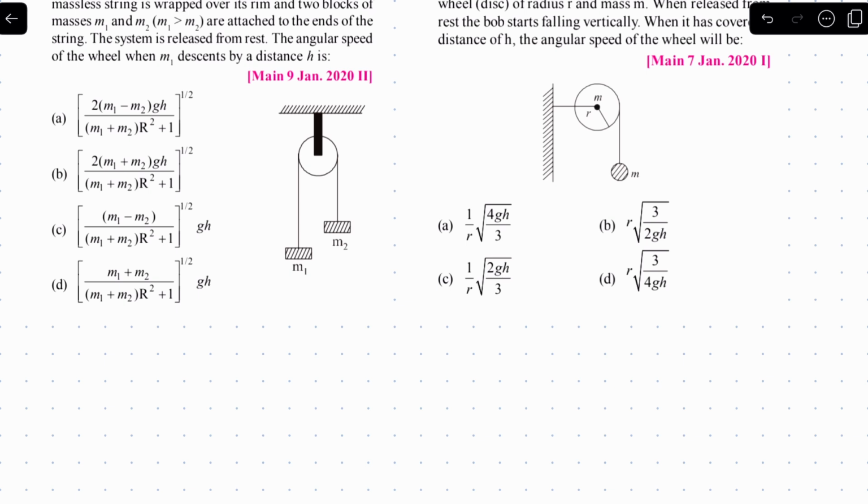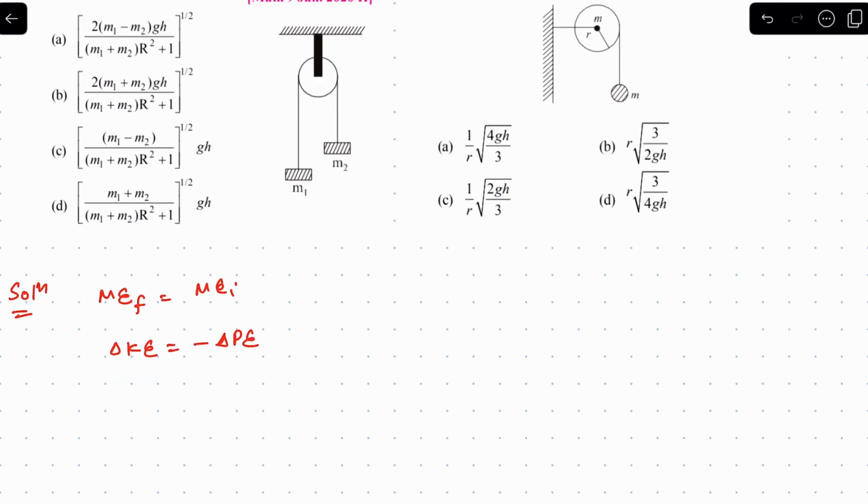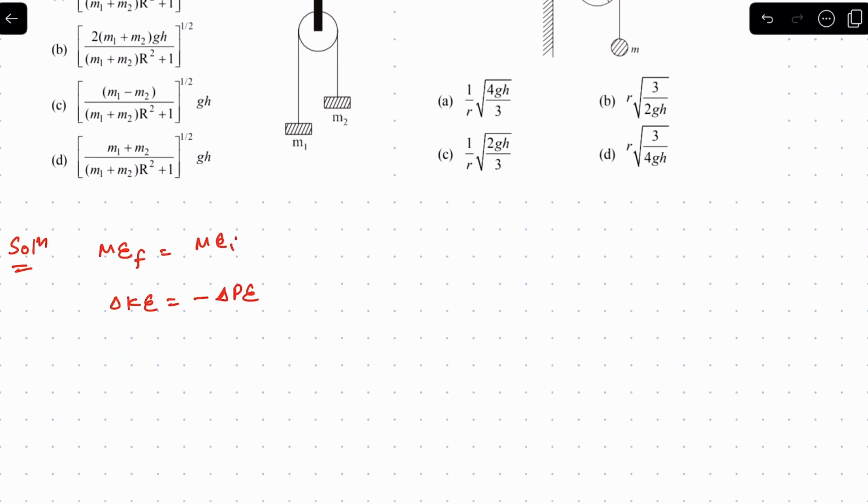Here we can apply energy conservation. According to mechanical energy conservation, mechanical energy final is equal to mechanical energy initial, or otherwise I can say the change in kinetic energy is equal to the negative of the change in potential energy. Now, what is the change in the kinetic energy?